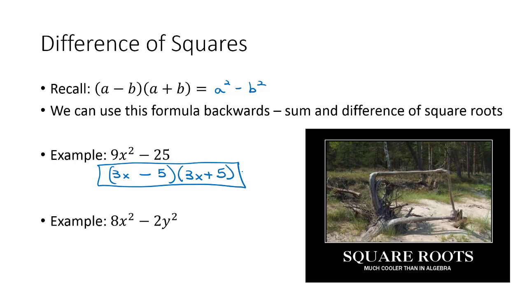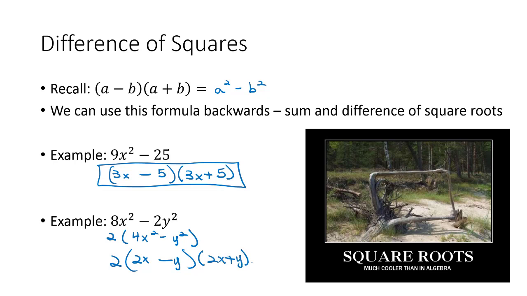Here's another one. While I can't take the square roots of both parts here, you do notice that the first thing we should do before we even think about difference of squares is factor out that GCF of 2. That's going to leave us with 4x squared minus y squared. And now I can take the square roots of both parts. The square root of 4x squared is 2x. The square root of y squared is y. Don't lose the GCF out front. So now it's 2, times 2x minus y, times 2x plus y.